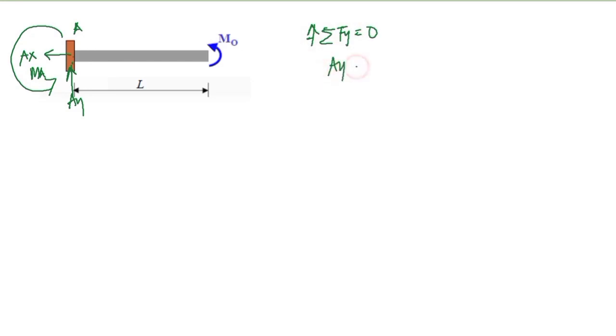AY upward is equal to 0. Diba? Wala naman tayong vertical forces maliban kay AY. And if we are going to summate forces horizontal is equal to 0, taking the direction to the right as positive, then we can say that ang nakikita natin dito, we assume that AX is directed to the left, so negative siya. Pero wala rin tayo nakikita horizontal forces. So meaning, AX is also equal to 0.